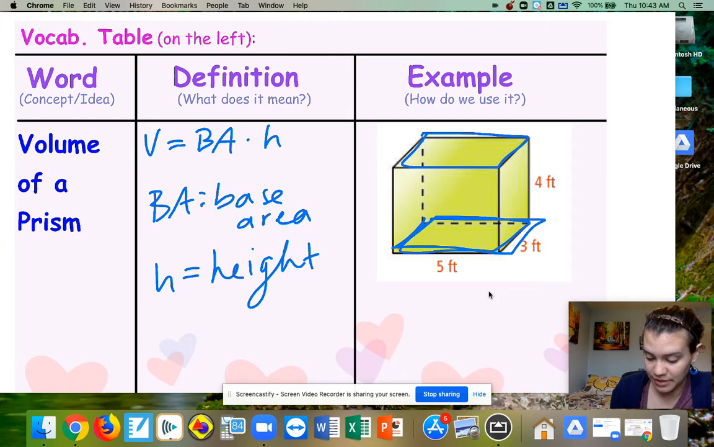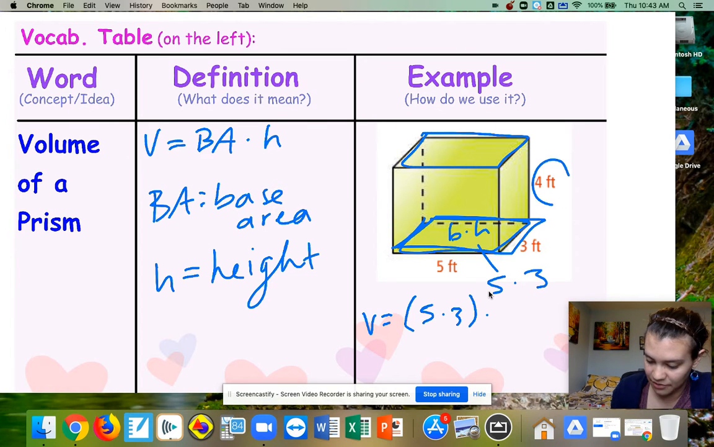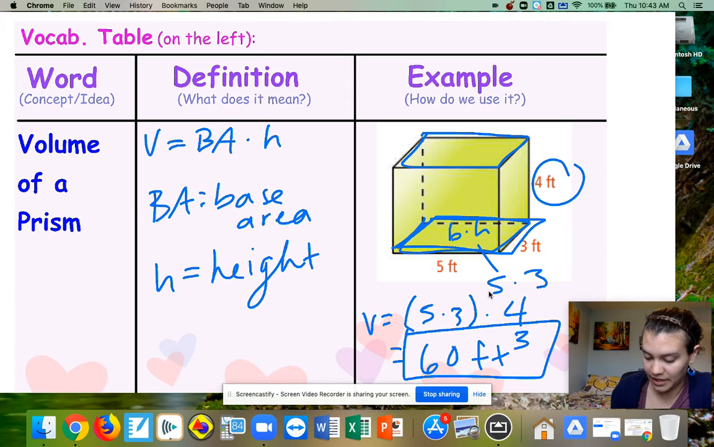So your area is going to be base times height, or 5 times 3. Again, your base area changes depending on what your shape is. So if we want the volume, we want our base area of 5 times 3 times the height of the whole shape, so times 4, which will end up giving you 60 feet cubed. And again, you want the cubic units because you have three different measurements.